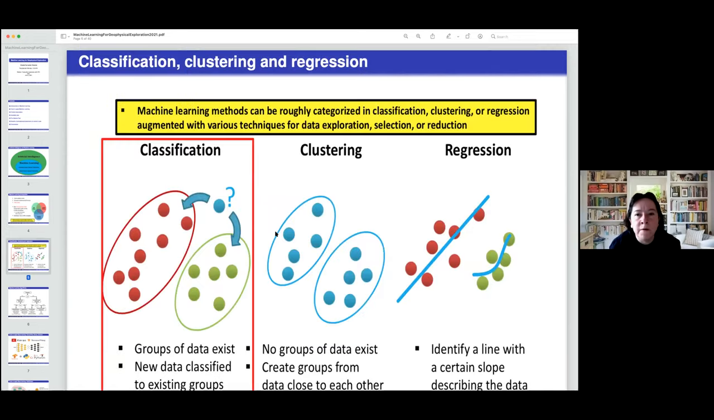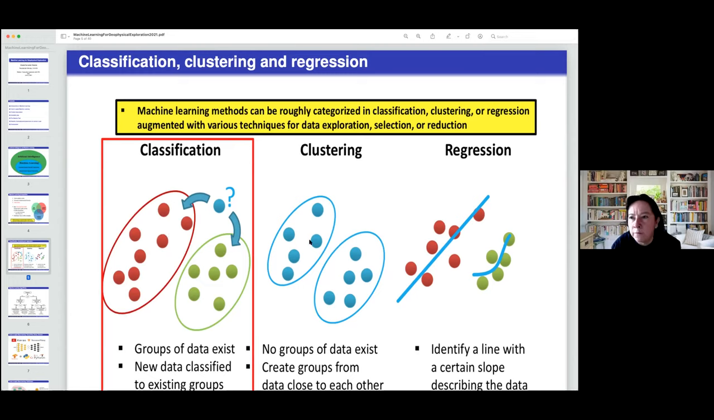So what are the problems that you can tackle with machine learning or neural networks? Basically, you can say that there are three kinds of problems that you can solve with these methods. One is classification. You have groups of different things, and you can say this belongs to one set, and clearly this belongs to another one with different characteristics. So this is the classification kind of problem.